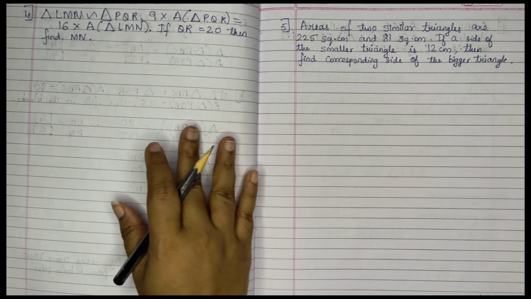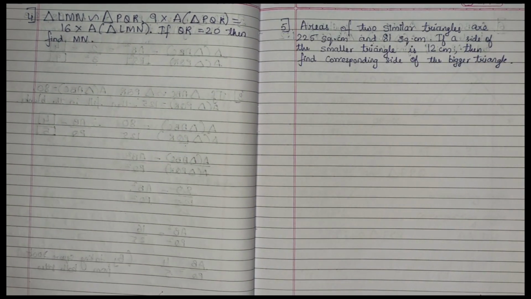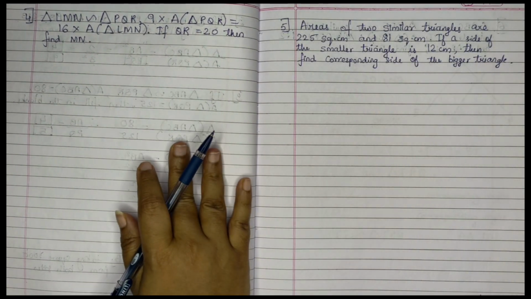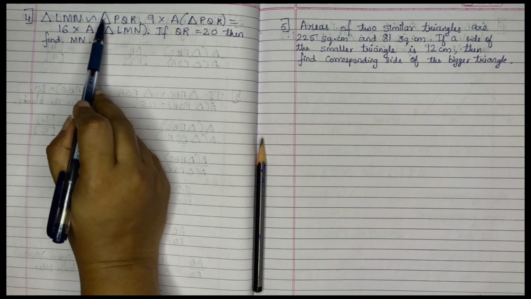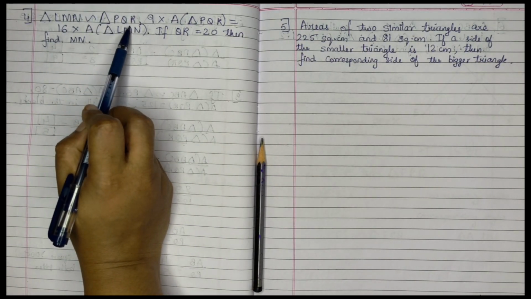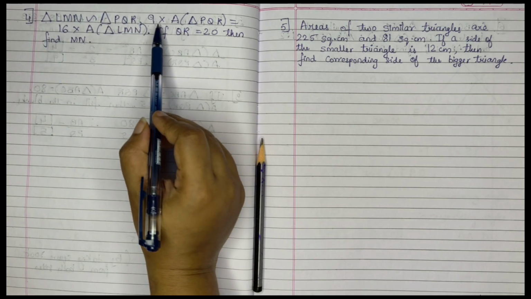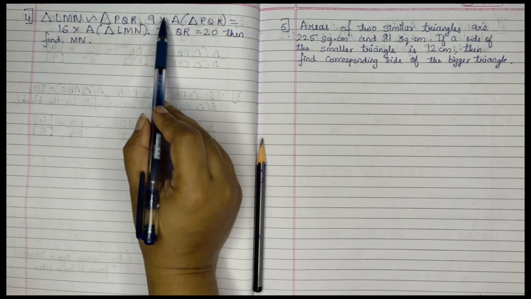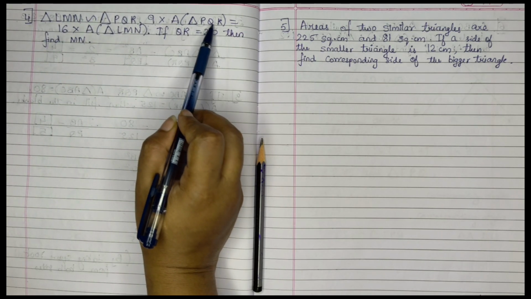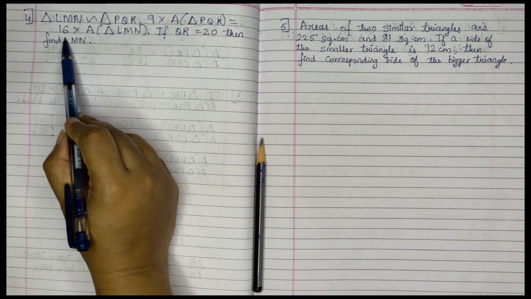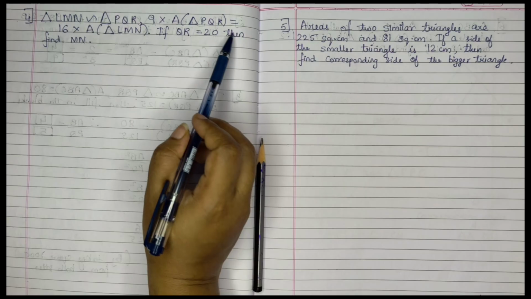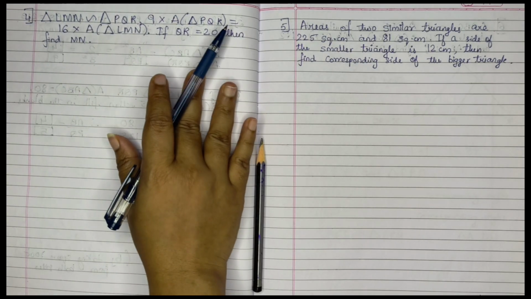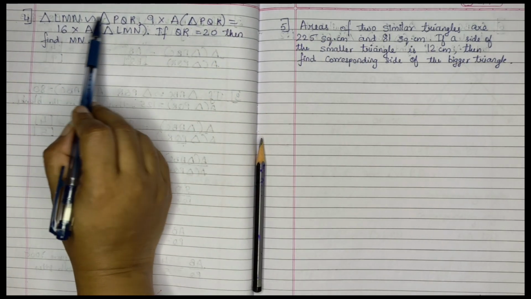Now see the next sum, the fourth sum. Triangle LMN is similar to triangle PQR. This is given. And what is given is 9 multiplied by area of triangle PQR is equal to 16 into area of triangle LMN. If QR is equal to 20, then find MN. So first we will write whatever is given.